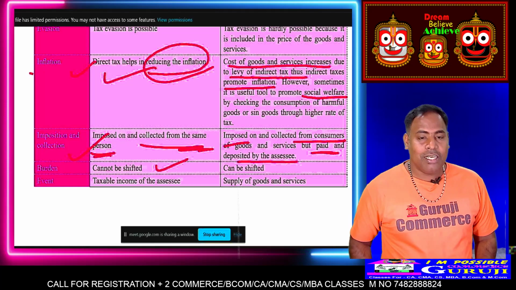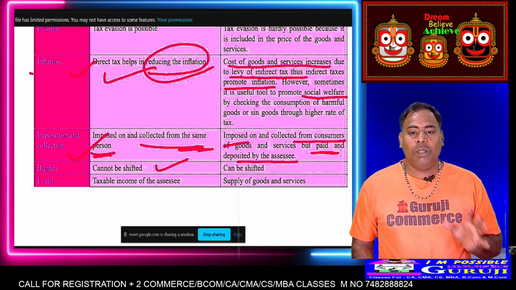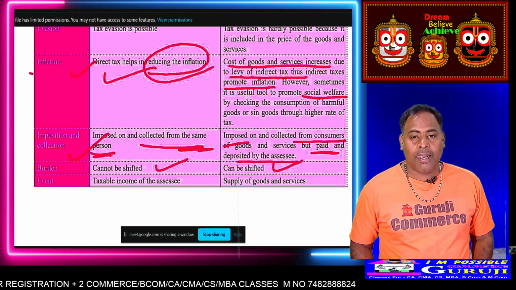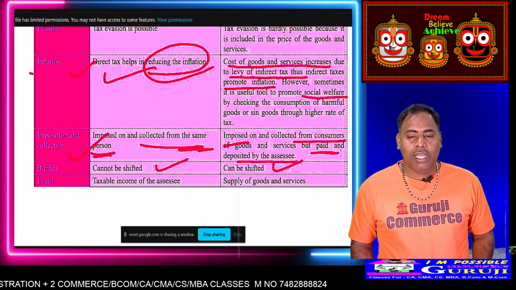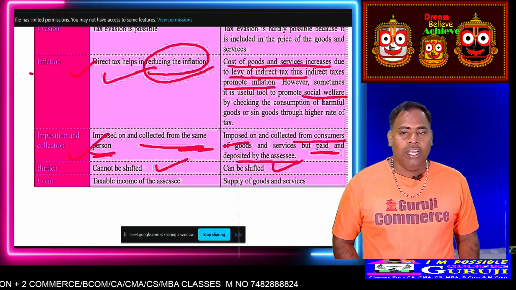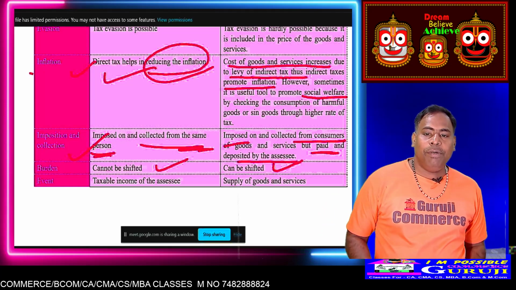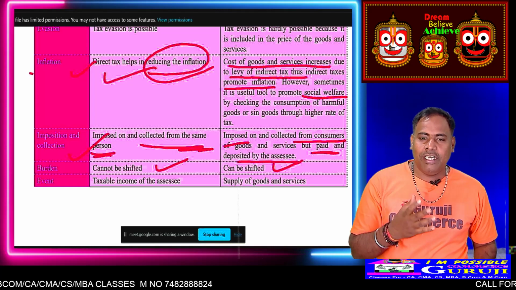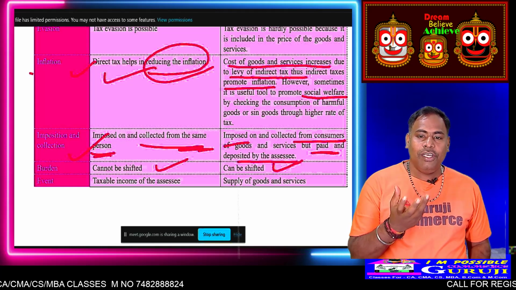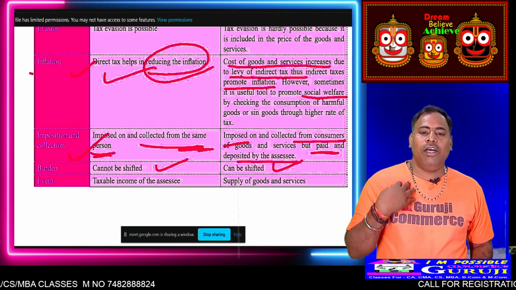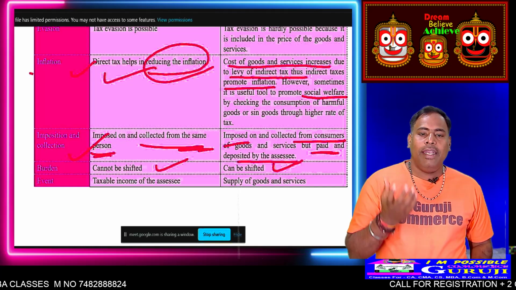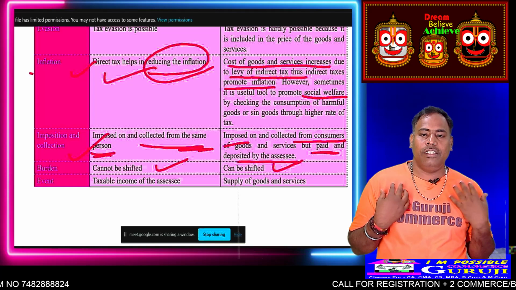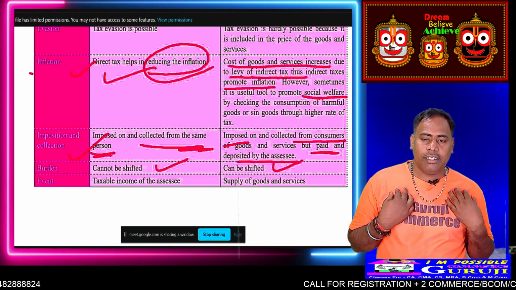Here, the burden cannot be shifted. The person who earns the income, direct tax, has to pay the tax. Here it can be shifted. That is the best example. Suppose I purchase a mobile and consume it. I order the mobile on Amazon, purchase it, and then I use the mobile. So who will pay the GST? Myself. Am I right?